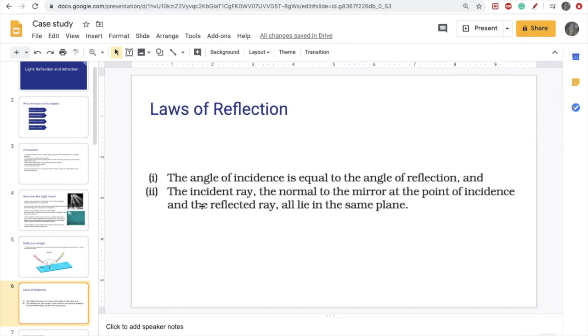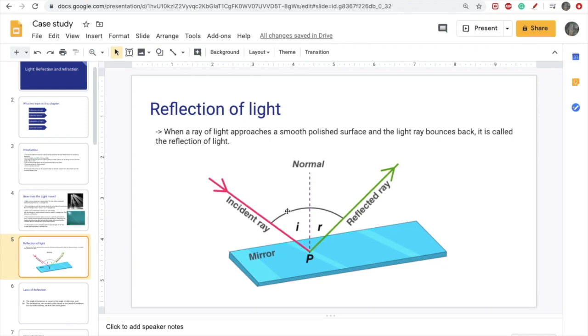So these laws are what the scientists observed over a long period of time. They conducted several experiments, and by observing how light behaves, they have come up with these two basic laws. Okay, first one is angle of incidence is equal to angle of reflection. Let us see what that means.